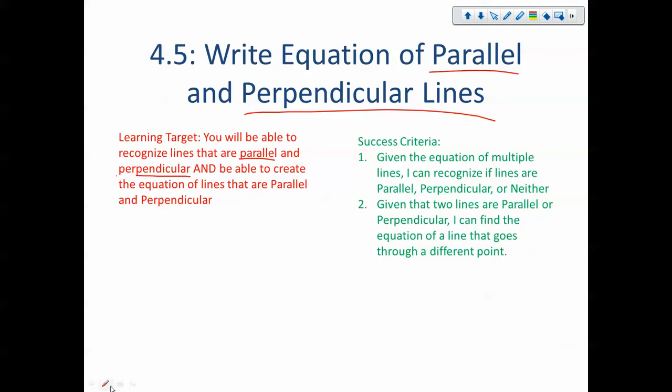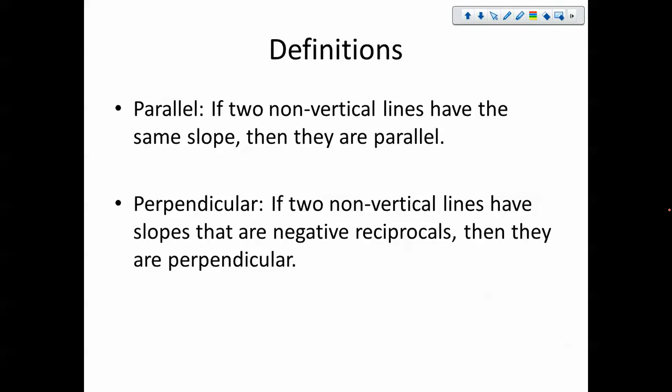So we've got two major things we're looking at today. Given the equation of multiple lines, I can recognize if lines are parallel, perpendicular, or neither. Or given that two lines are parallel or perpendicular, I can find the equation of a line that goes through a different point. So we're going to be using the skills from 4.1 through 4.4 to create equations of lines, right? That's what this chapter is about. So let's take a look.